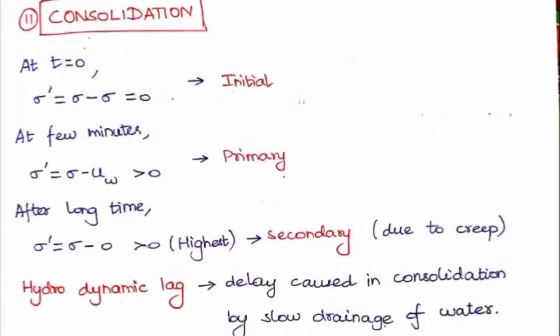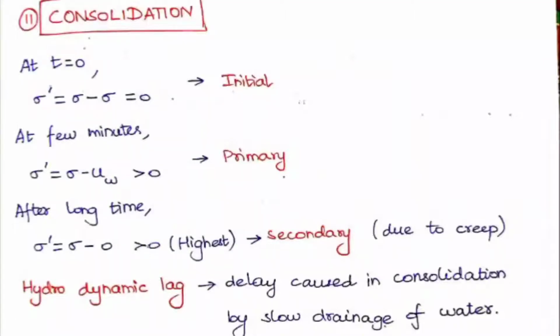So at t equal to 0, initially, what will the effective stress be? Normally effective stress is sigma minus u, that is total stress minus pore pressure. But here, due to the consolidation, the sigma will be equal to u, so the initial effective stress will be 0. And then after a few minutes, sigma dash will be equal to sigma minus the pore water pressure.